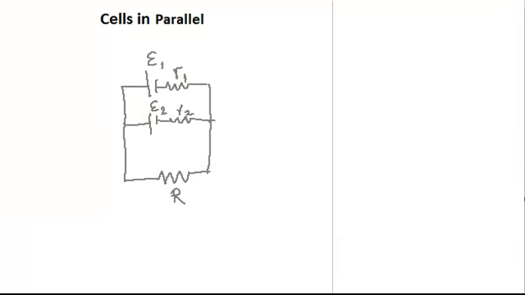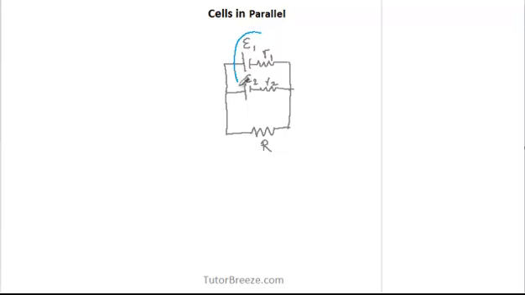Now, if you want to replace both these cells with one cell, which we'll call the equivalent cell, then we want to find out the EMF and internal resistance of this cell, which means this cell is going to be connected to the external resistance R.